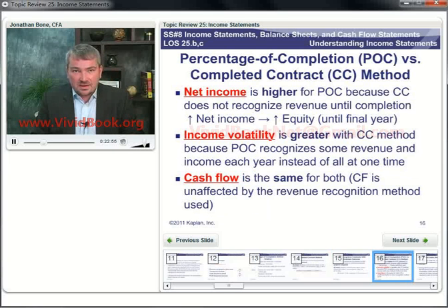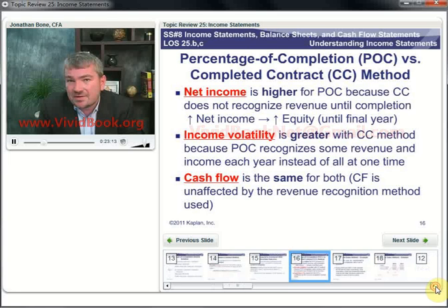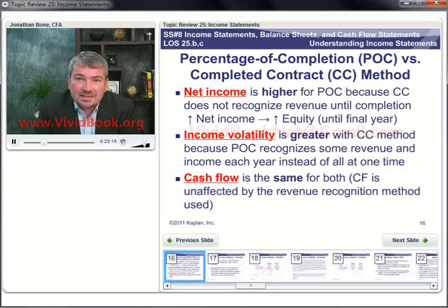Okay, let's have a think about how these methods, percentage of completion versus completed contract, essentially affect our income statement. Net income over the construction phase is going to be higher under percentage of completion because you're recognizing profits during the construction phase. In the final year, of course, completed contract would have a higher sales figure, a higher expense figure, and a higher profit figure because under completed contract, it's all recorded in the final year.